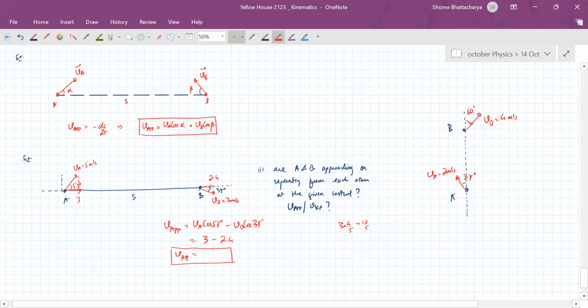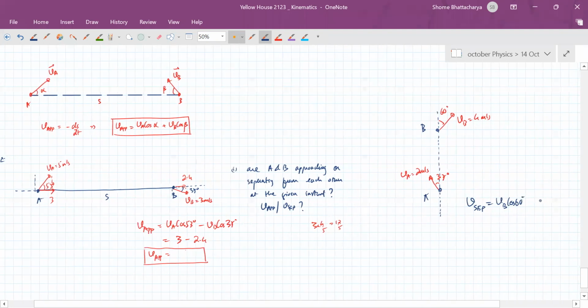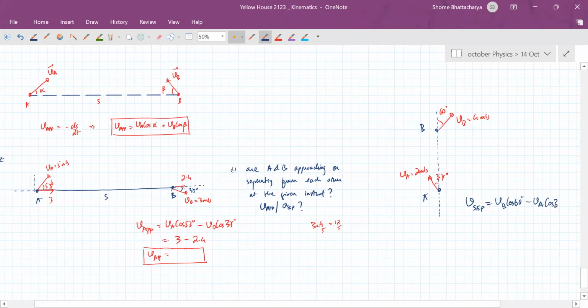Now in this case, what would happen? It is the y components of velocity which are going to decide whether they are approaching or separating. But you can see in this case, B is moving directly away from A with a component of how much? 4 cos 30. So that is 2. Whereas A is trying to move towards B with a component directed towards B of how much? 2 cos 37. So that is 1.6. Okay. So now which is dominating? The separating velocity of B is dominating. Okay. So here the separation velocity between A and B would be equal to VB cos 60 minus VA cos 37.